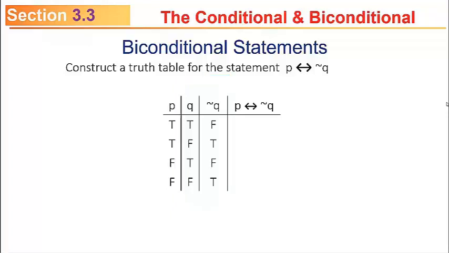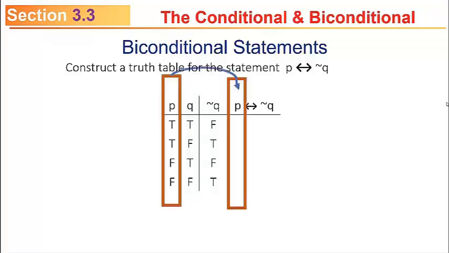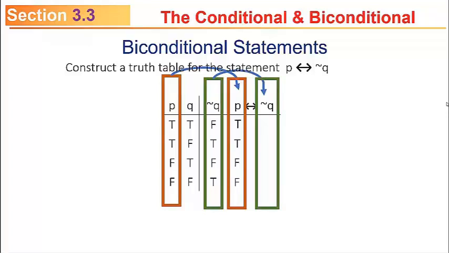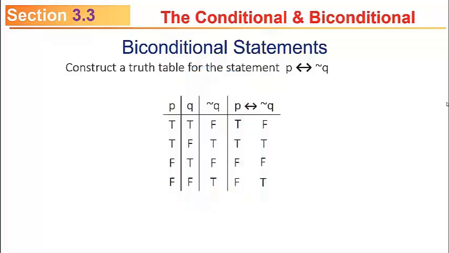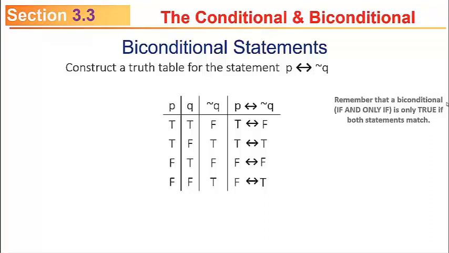Then I notice in the final column I have a P on the left of the if and only if symbol. So I'll move those P values from the far left underneath the P. And on the right side of the biconditional symbol I have the not Q, so I'll move the not Q values underneath. Then I notice that the symbol is the if and only if, the biconditional symbol, and I've got to remember that the memory aid for biconditional is it's only true if they match. So you're going down and scanning and looking for matches.